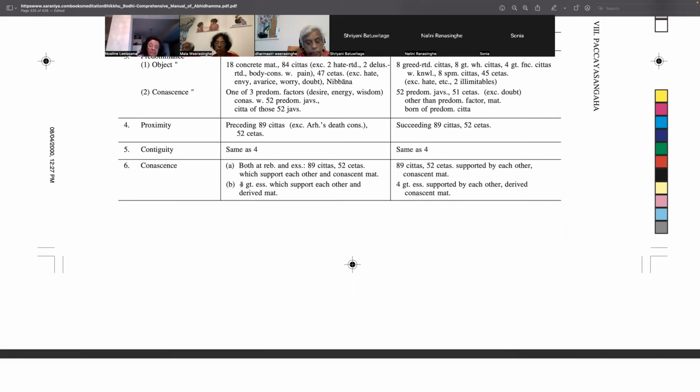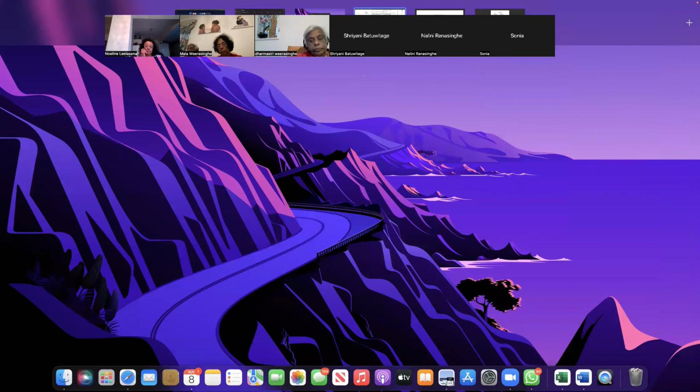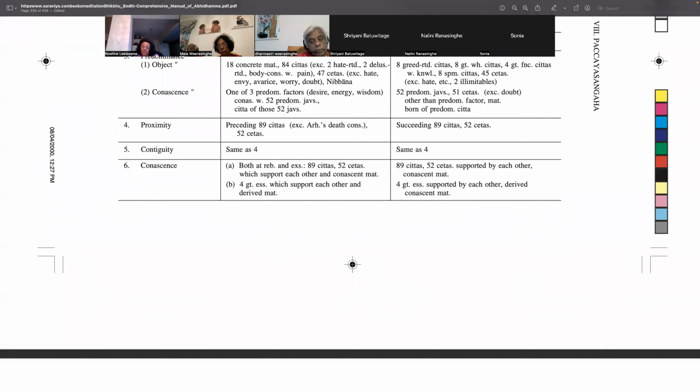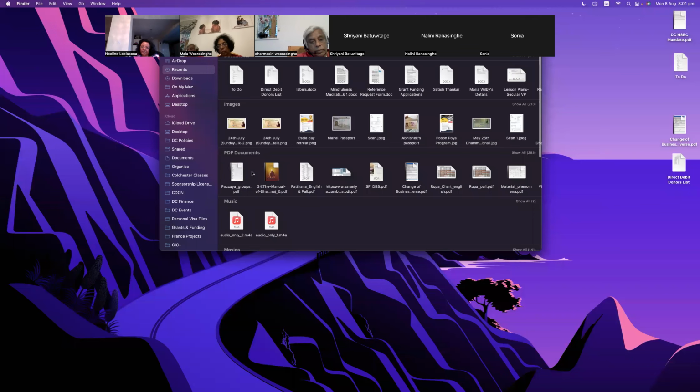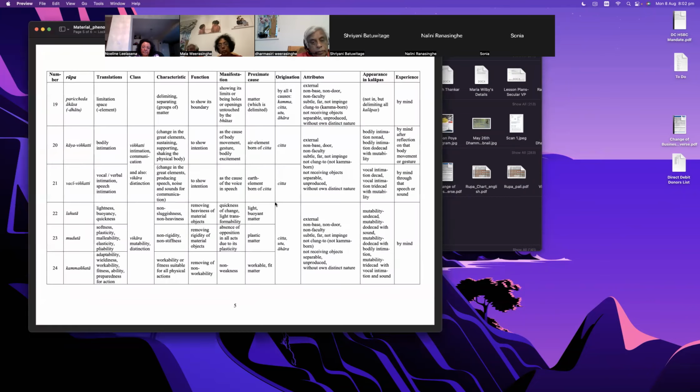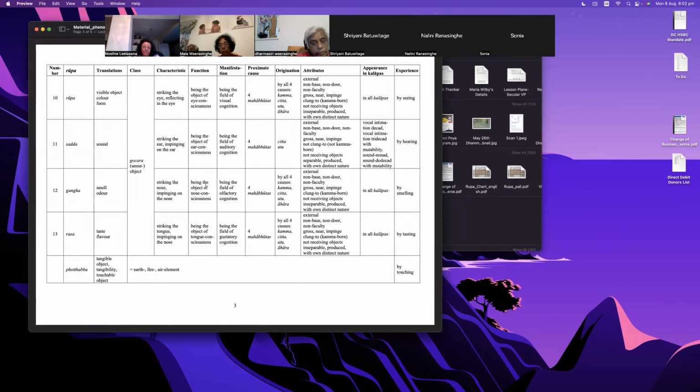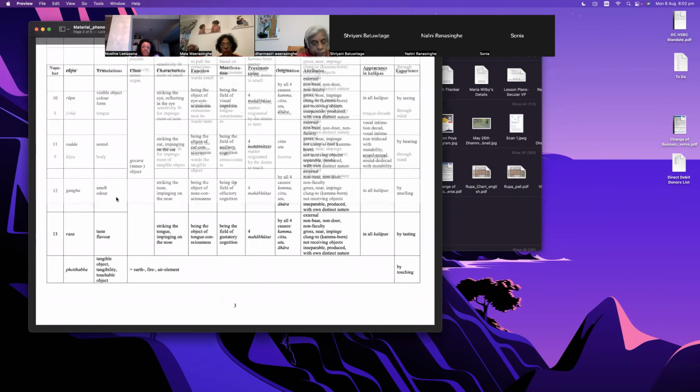So the four great essentials support each other and derived matter. If we take a derived matter, let's take a derived matter. What do you want to take?